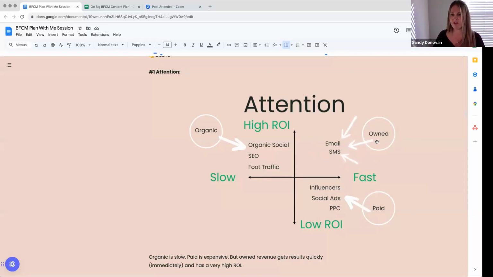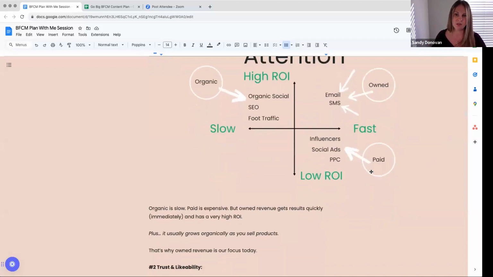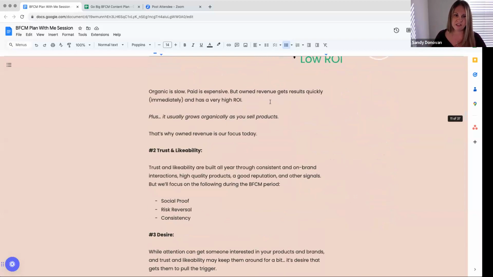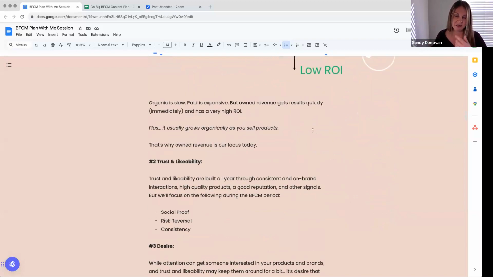This is called owned revenue. And this just means revenue that is generated from a data source that you own. So when you own an email address, you own your list, you own a list of SMS phone numbers, you are able to contact them at any time. And when you do, the results come quick, they come immediately, and it doesn't cost you a whole lot to send out that email and SMS. So high ROI.